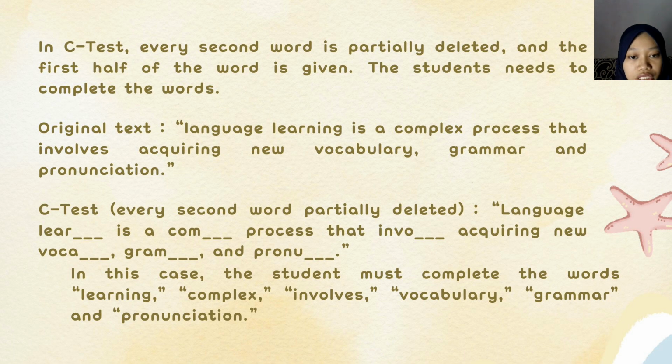The text is: language learning is a complex process that involves acquiring new vocabulary, grammar, and pronunciation. This is the example of the test. Every second word partially deleted. Language learn blank is a blank process that involve blank acquiring new vocab blank, comma, gram blank, comma, and pronoun blank. In this case, the students must complete the words. Learning, complex, involves, vocabulary, grammar, and pronunciation. That is the answer.